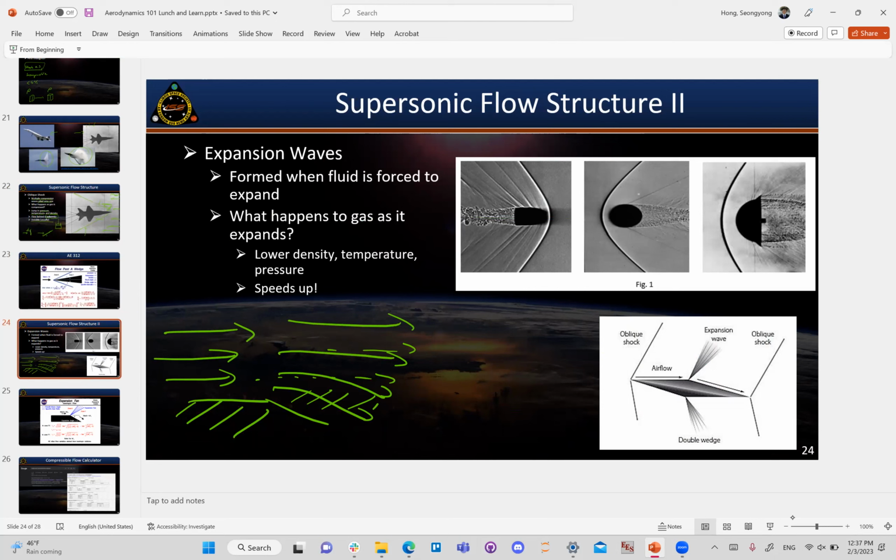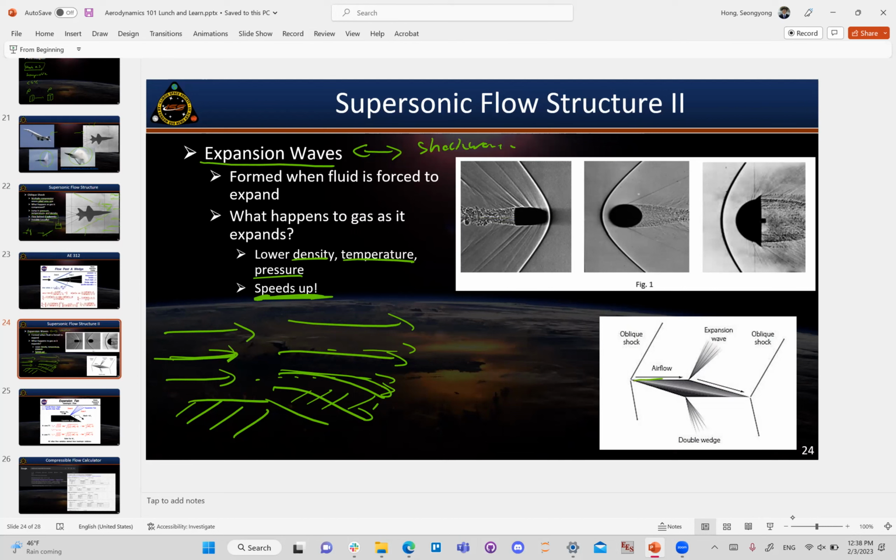It's forced to expand. What happens if a gas expands? It's the opposite of compression. Your density, temperature, and pressure all get lower. And actually, you speed up. So you can get subsonic flow and turn that supersonic. So yeah, expansion waves are kind of like the polar opposite of shock waves. You can think of it that way.